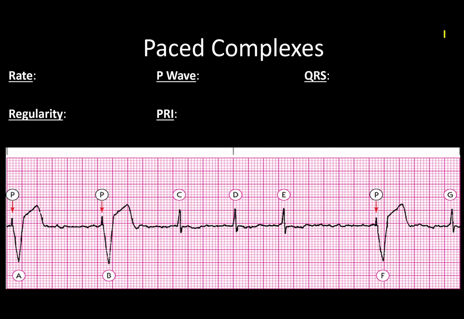Here we have an example of a patient who has underlying atrial fibrillation. And that's what these center beats here, C, D, and E, represent. That's the AFib. This patient also has demand V pacing.